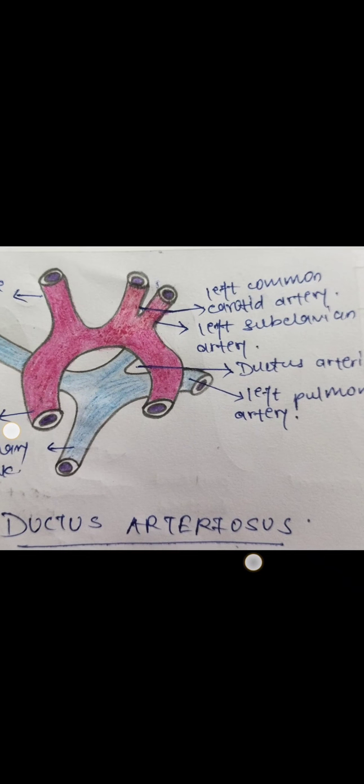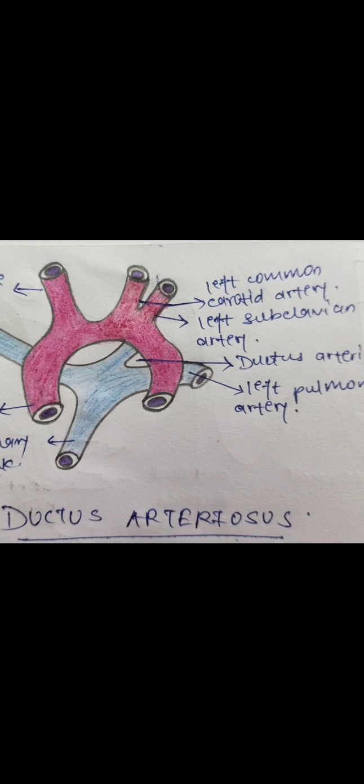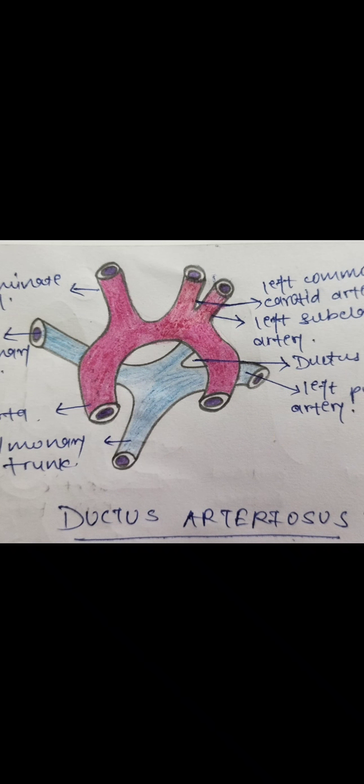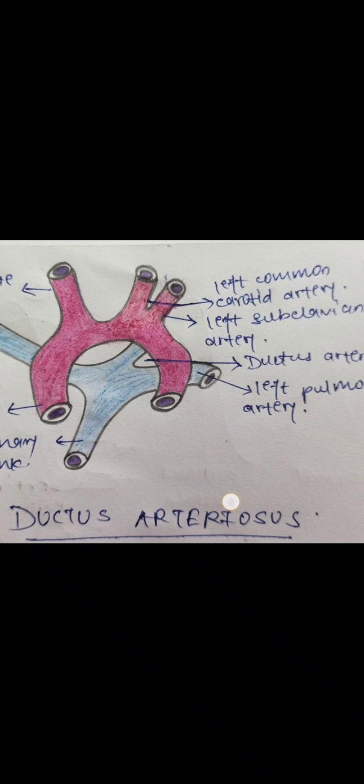Now let's see the ductus arteriosus. What does the word ductus arteriosus mean? So these are the parts of the arteries. What are the parts of that? This is the simple diagrammatic view of ductus arteriosus.